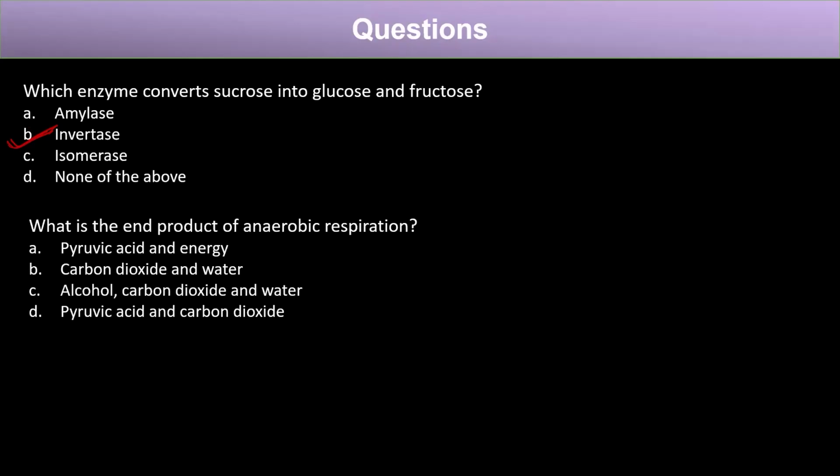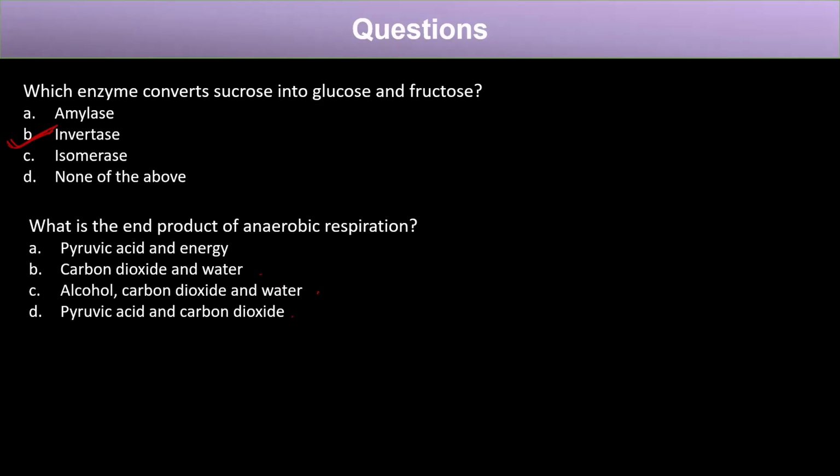Now the second question is, what is the end product of anaerobic respiration? Anaerobic respiration does not involve oxygen. It has 2 or 3 steps based on its type. But what are the products that are formed? Respiration will lead to the formation of carbon dioxide. See where the carbon dioxide is: here is carbon dioxide, here is carbon dioxide, and here is carbon dioxide.